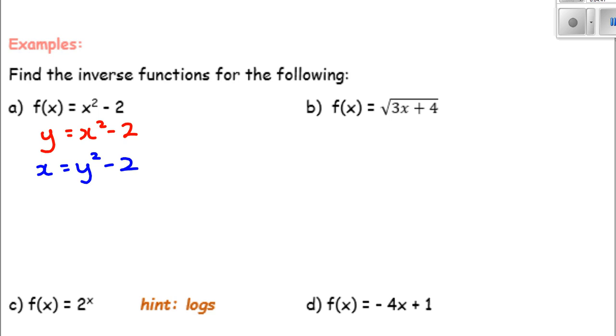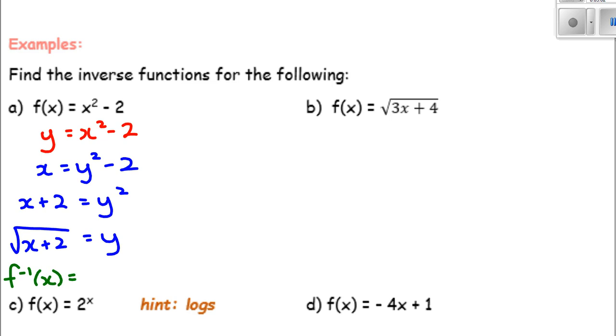So you might guess: add 2 to both sides, x plus 2 equals y squared, and then take the square root in order to get y by itself, because the opposite of squaring is to take the square root. And then rewrite the y as f to the negative 1 of x. That's what officially you were asked to find. It's important to write your final answer like that.